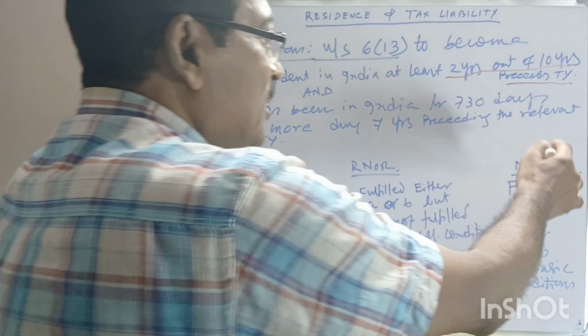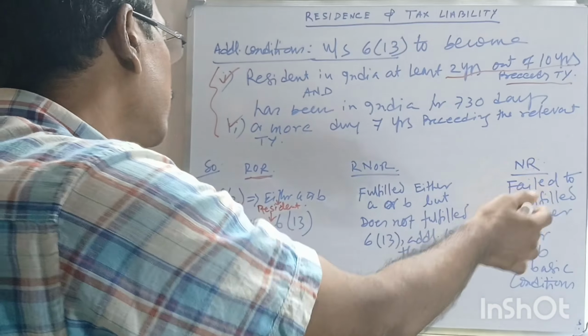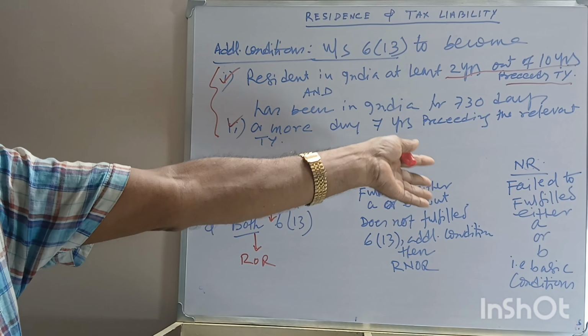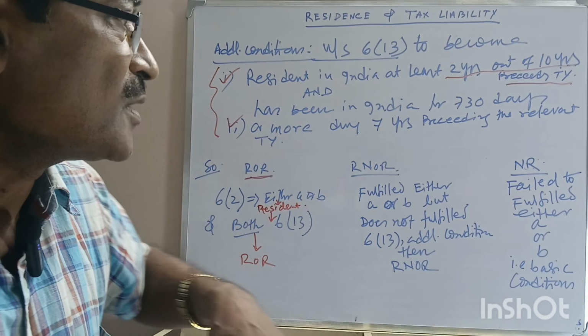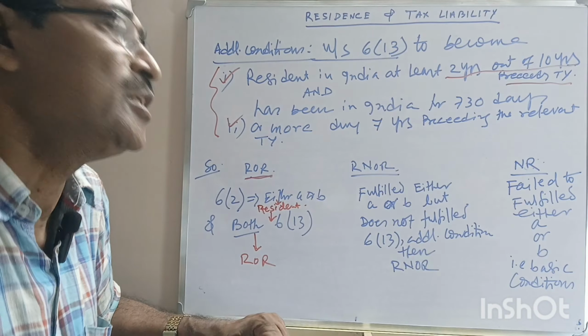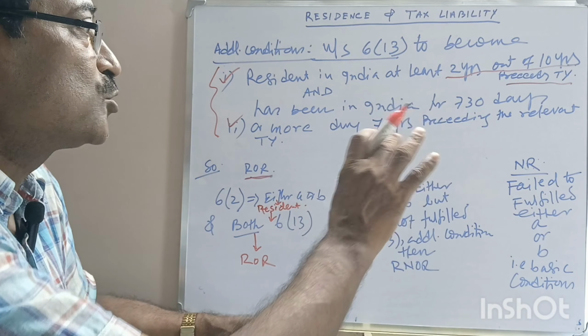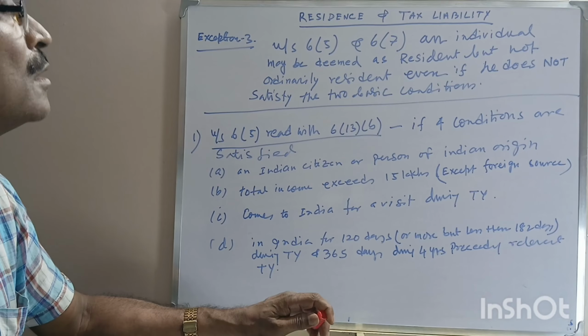In case of a non-resident, one who failed to fulfill either of the basic conditions, either A or B, that is 182 days in the relevant tax year, or 60 days in the relevant tax year and 365 days during the 4 preceding tax years, if he fails to fulfill either of the conditions, he would be treated as non-resident.